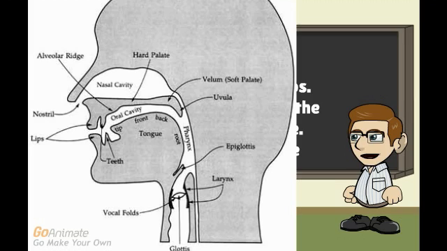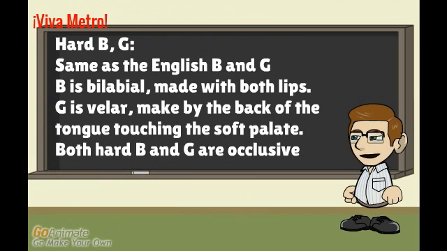The hard G sound is made by placing the back of the tongue against the soft palate, found between the hard palate and the opening to the nasal cavity. The back of the tongue is prohibiting airflow, and thus no sound is made until it is released. This is the obstruction that defines this letter as a consonant. This completely restrictive contact of the articulators is known as occlusive. Therefore, the hard B and hard G are occlusive.